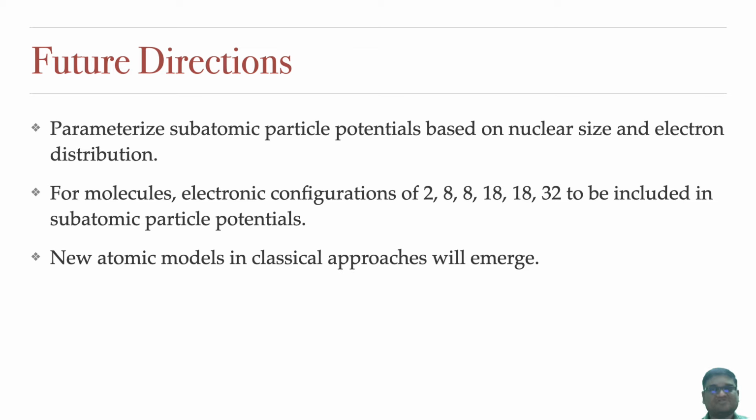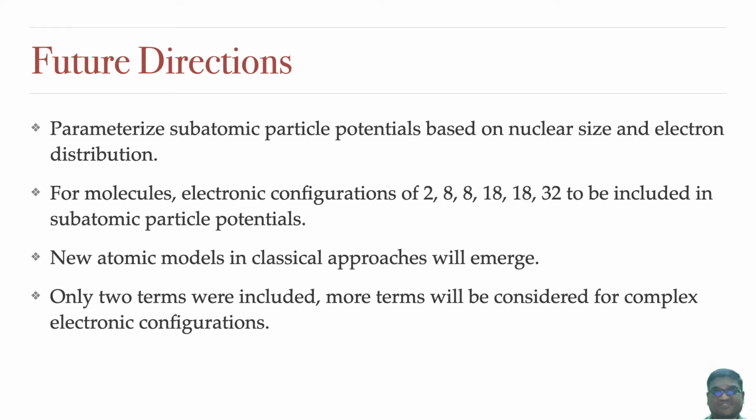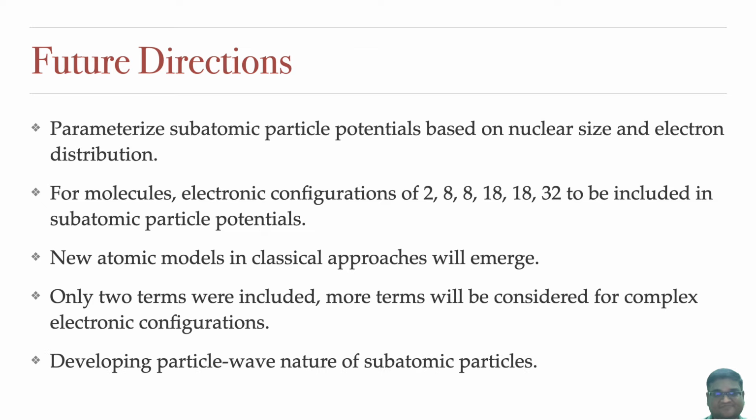Only two terms were included in the potentials, as I showed in the slides. So more terms will be considered to capture complex electronic configurations or to imitate the p orbitals, s orbitals and d orbitals, to get the orbital shapes of the electron distribution around the nucleus. More terms can be considered to have complex electron trajectories or electronic orbitals around the nucleus.